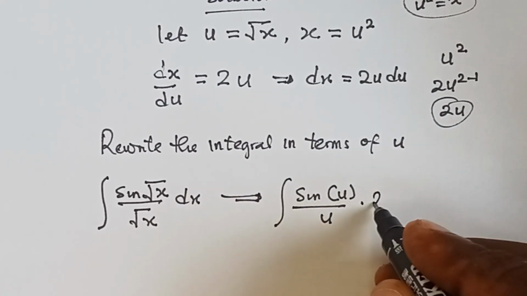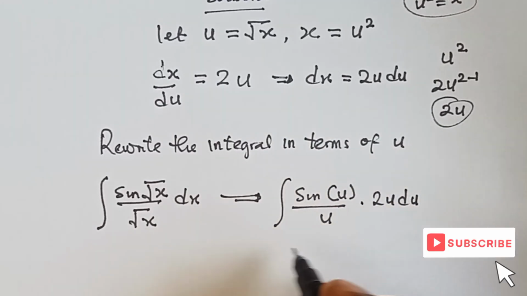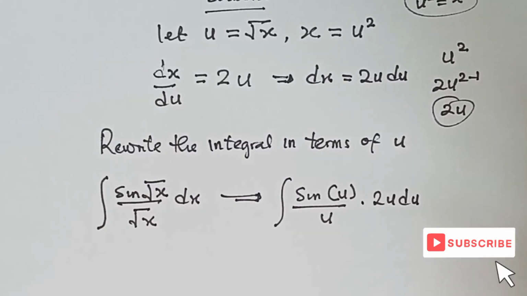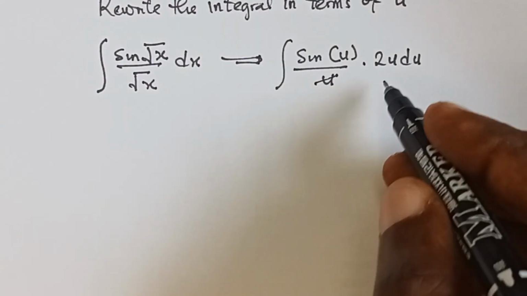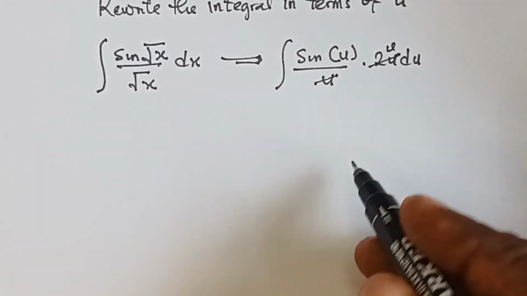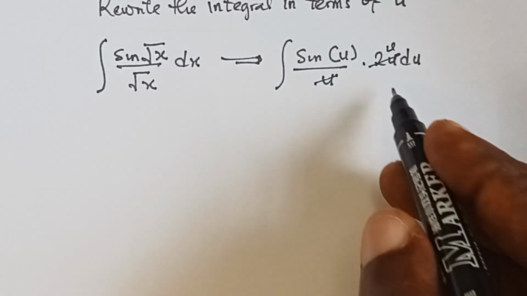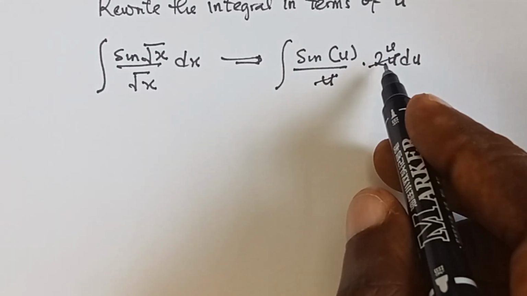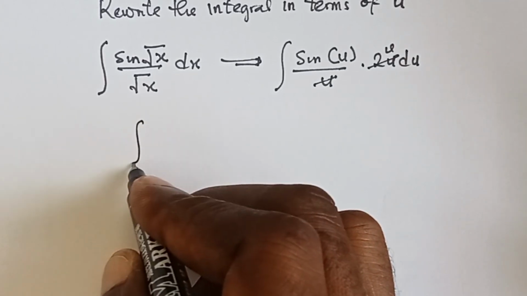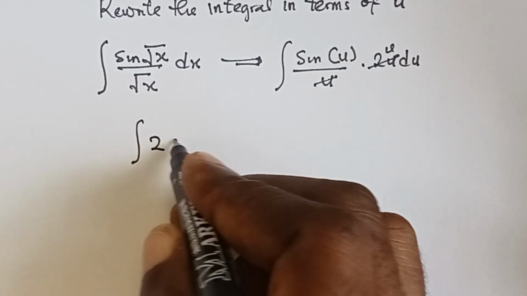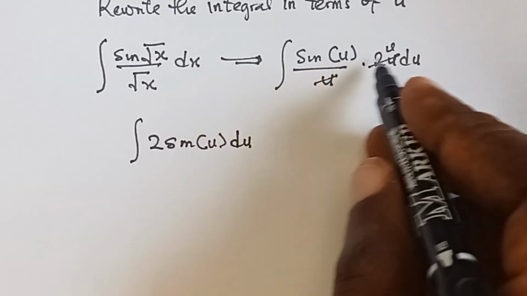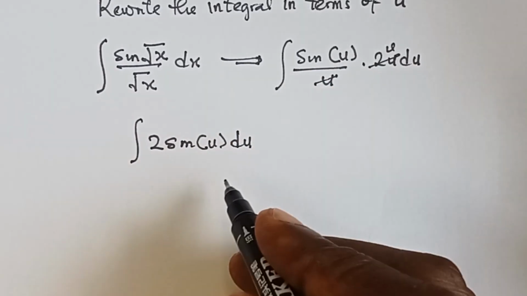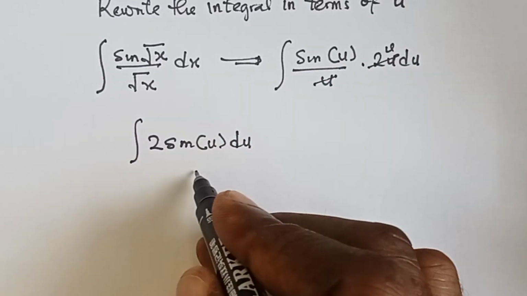Okay, so 2u du. All right, so from there, we can cancel out one of the u's. So this u here, we cancel one of the u's here, we are left with 1. All right, and then by the time you multiply this, we have the integral of 2 sine u du. All right, so by the time we multiply this is what we have. So from here now we can integrate.